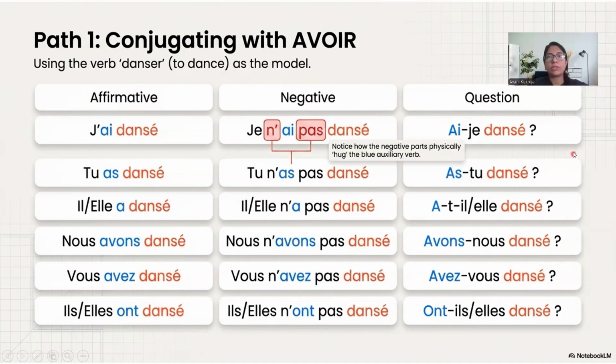And if we have to make a question, it is also simple. All we have to do is inverse the auxiliary and the subject. Ai-je dansé? As-tu dansé? A-t-il, a-t-elle dansé? Avons-nous dansé? Avez-vous dansé? Ont-ils, ont-elles dansé? Right? So remember this part. If we are forming a question, we just inverse the subject and the auxiliary verb.